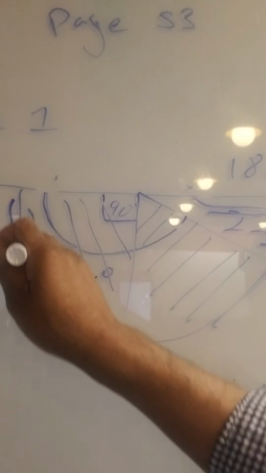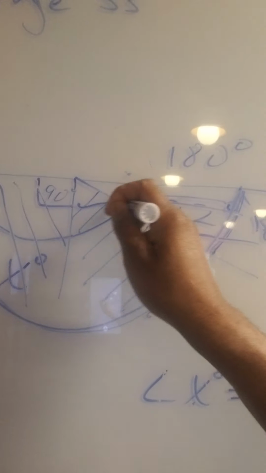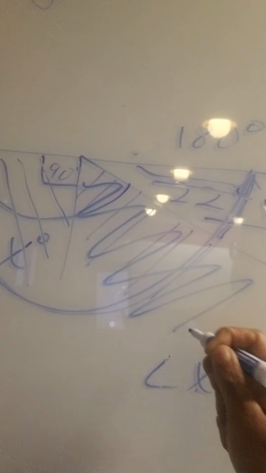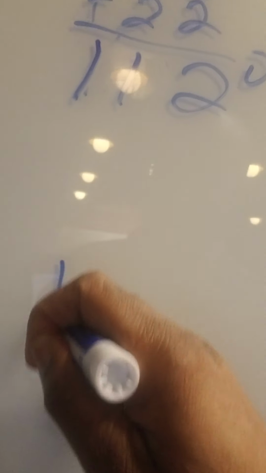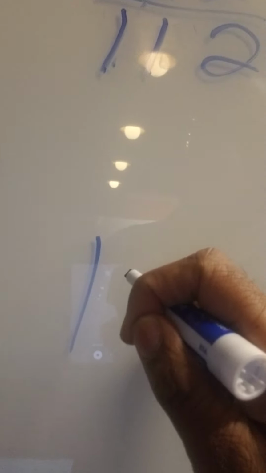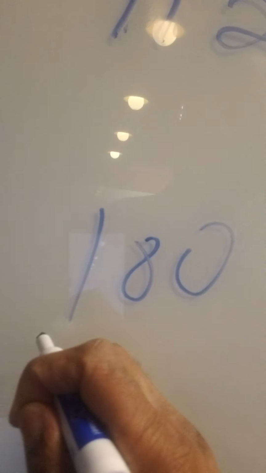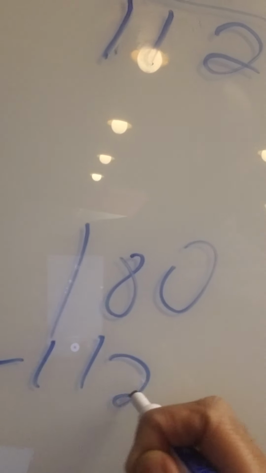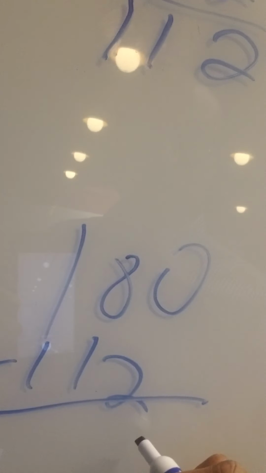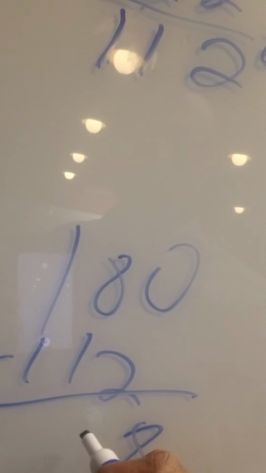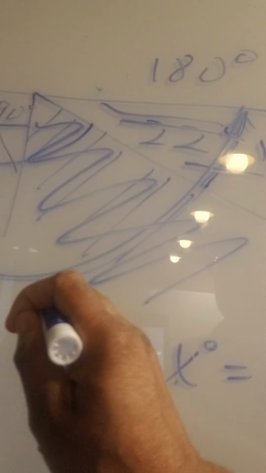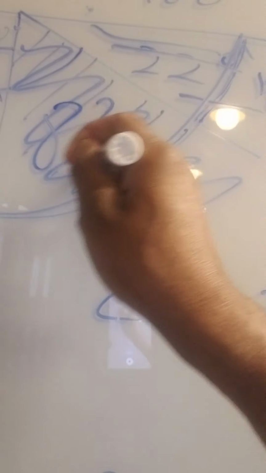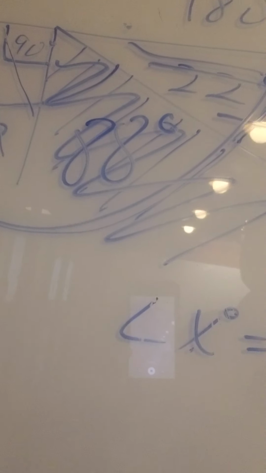We know we want the whole thing. So the question is, how much is this part? Well, if the whole thing is 180, then 112 minus 180 gives us 88 degrees. So this part here has to be 88. Does it make sense? Let's try it.